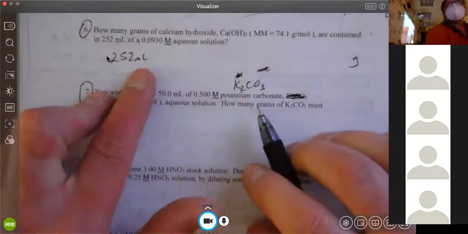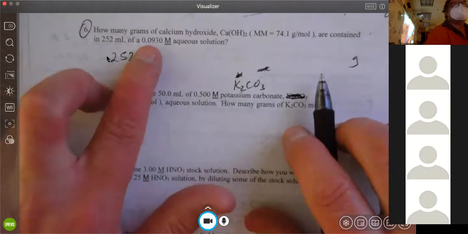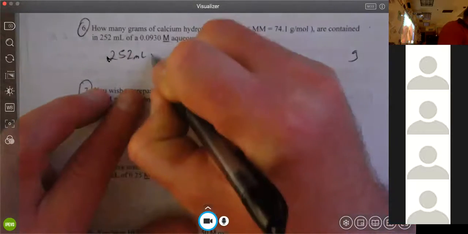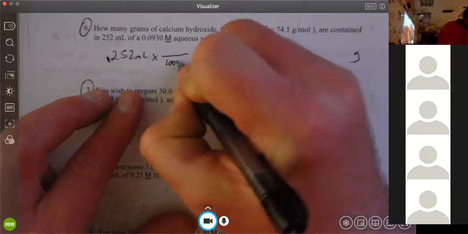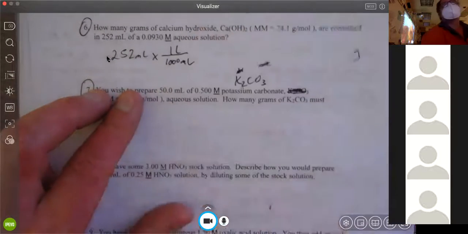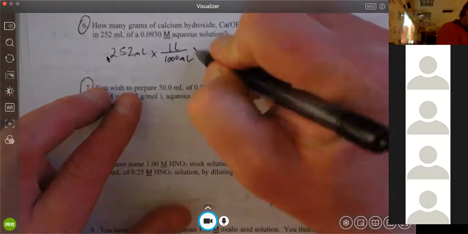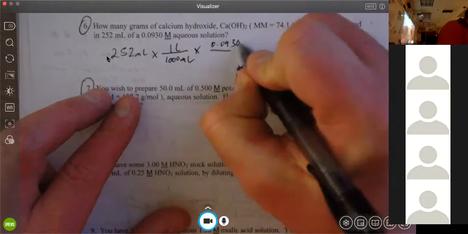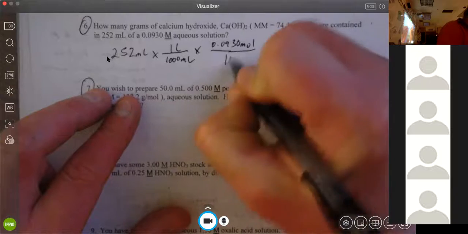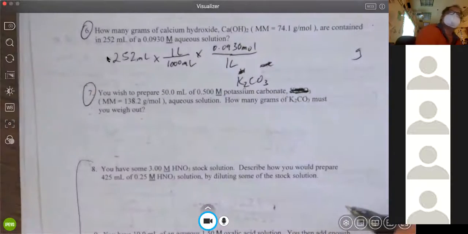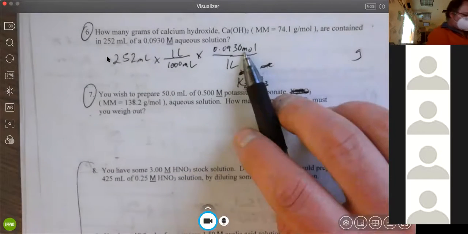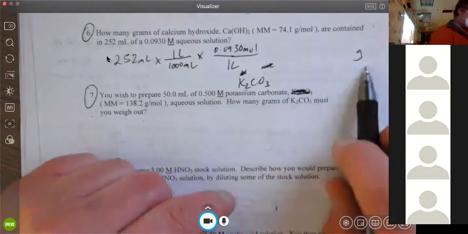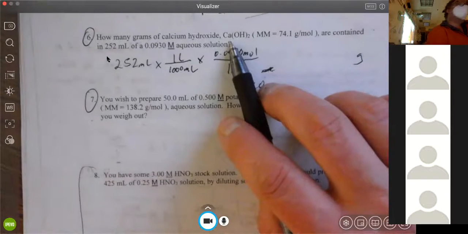I need to go from milliliters to grams somehow. Well, I'm going to use this molarity to do it. I know that every 1,000 milliliters is 1 liter, and molarity means that there are 0.0930 moles for every 1 liter. That's what molarity means. So I've got moles now. All I need to do is go from moles to grams. I can use the periodic table.